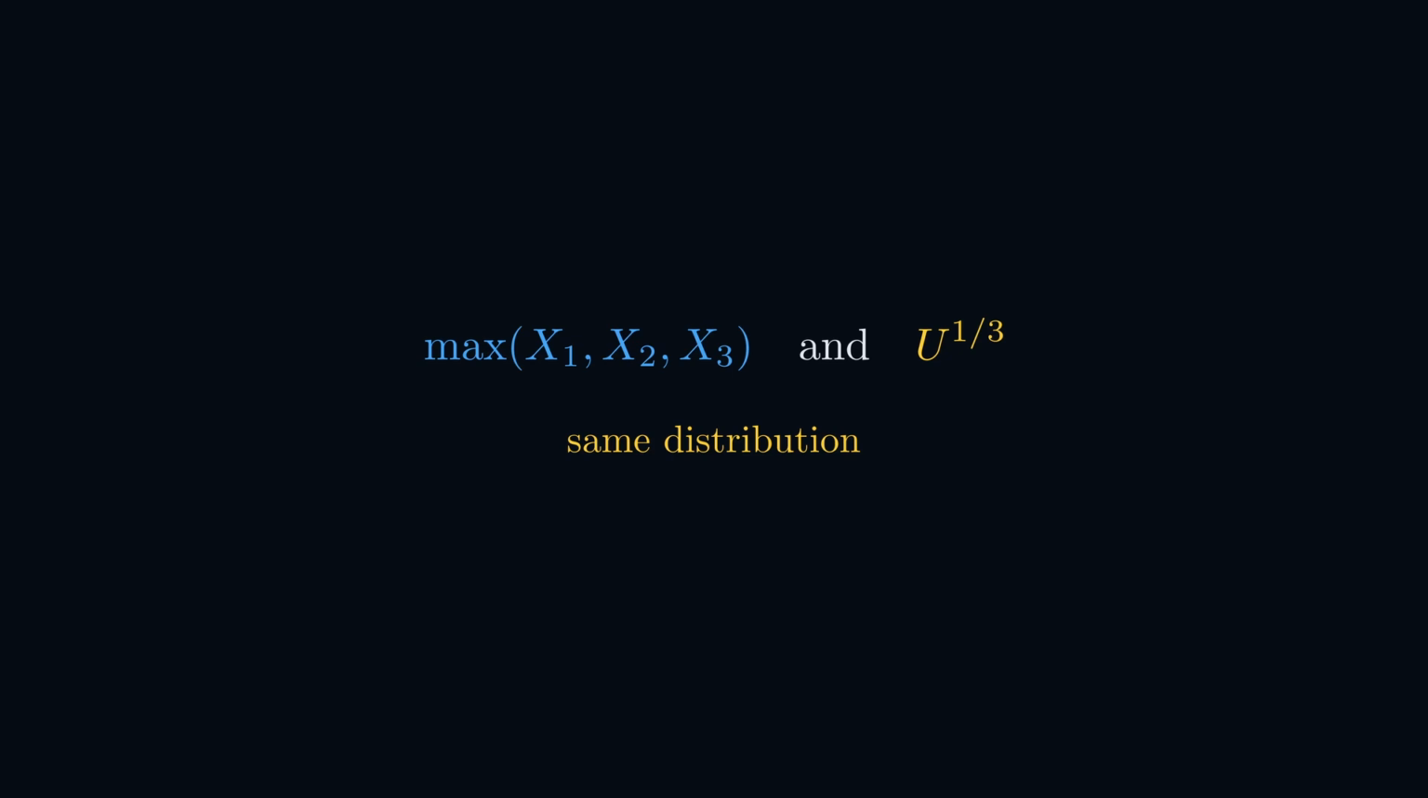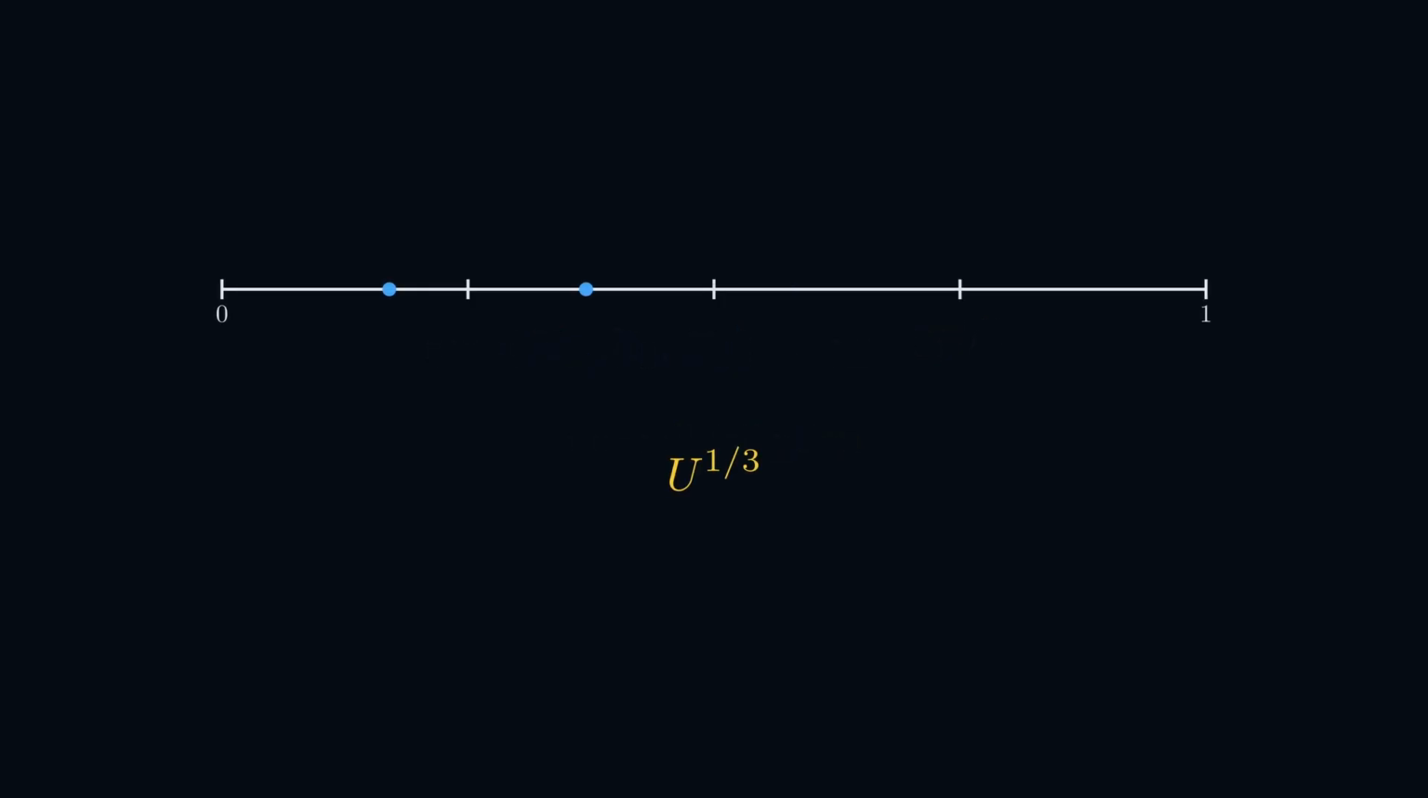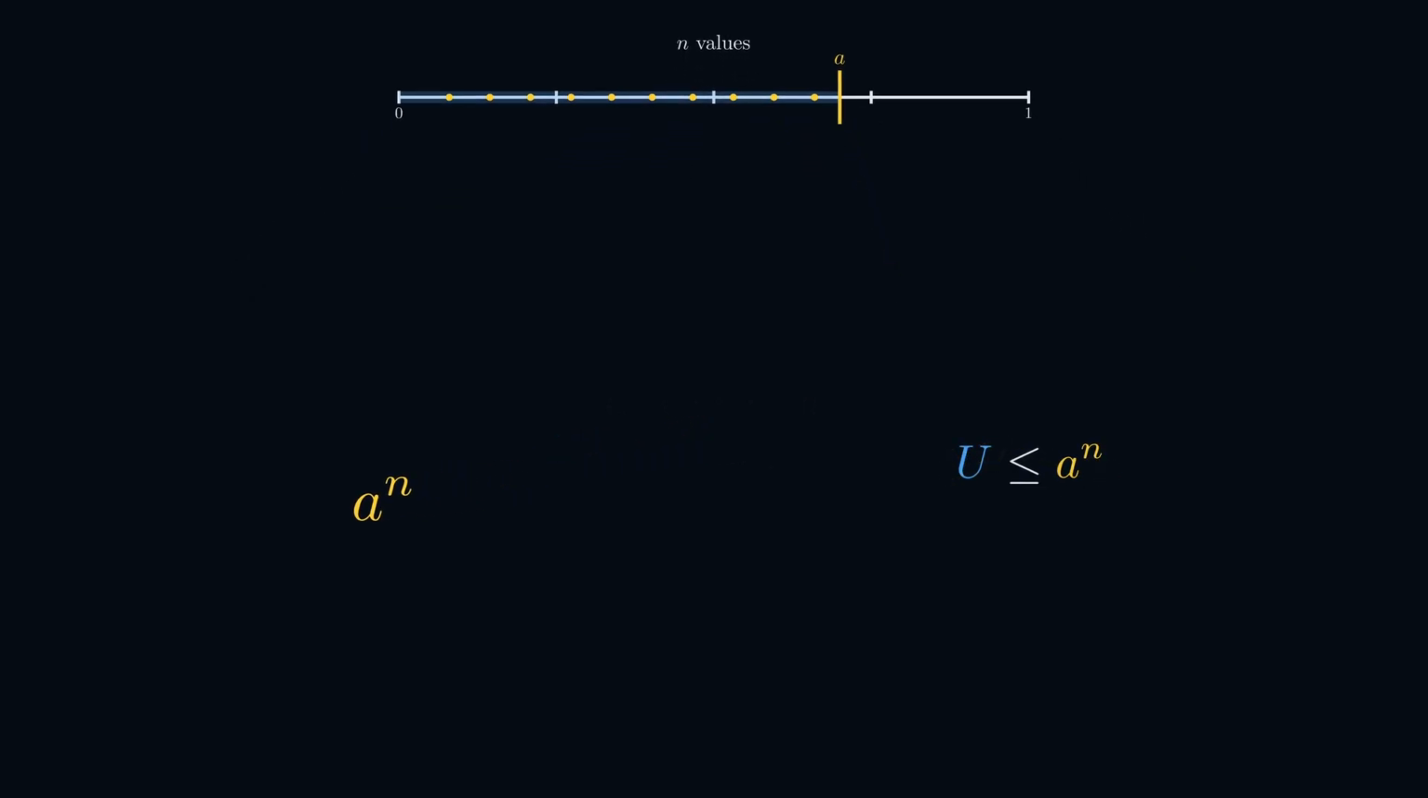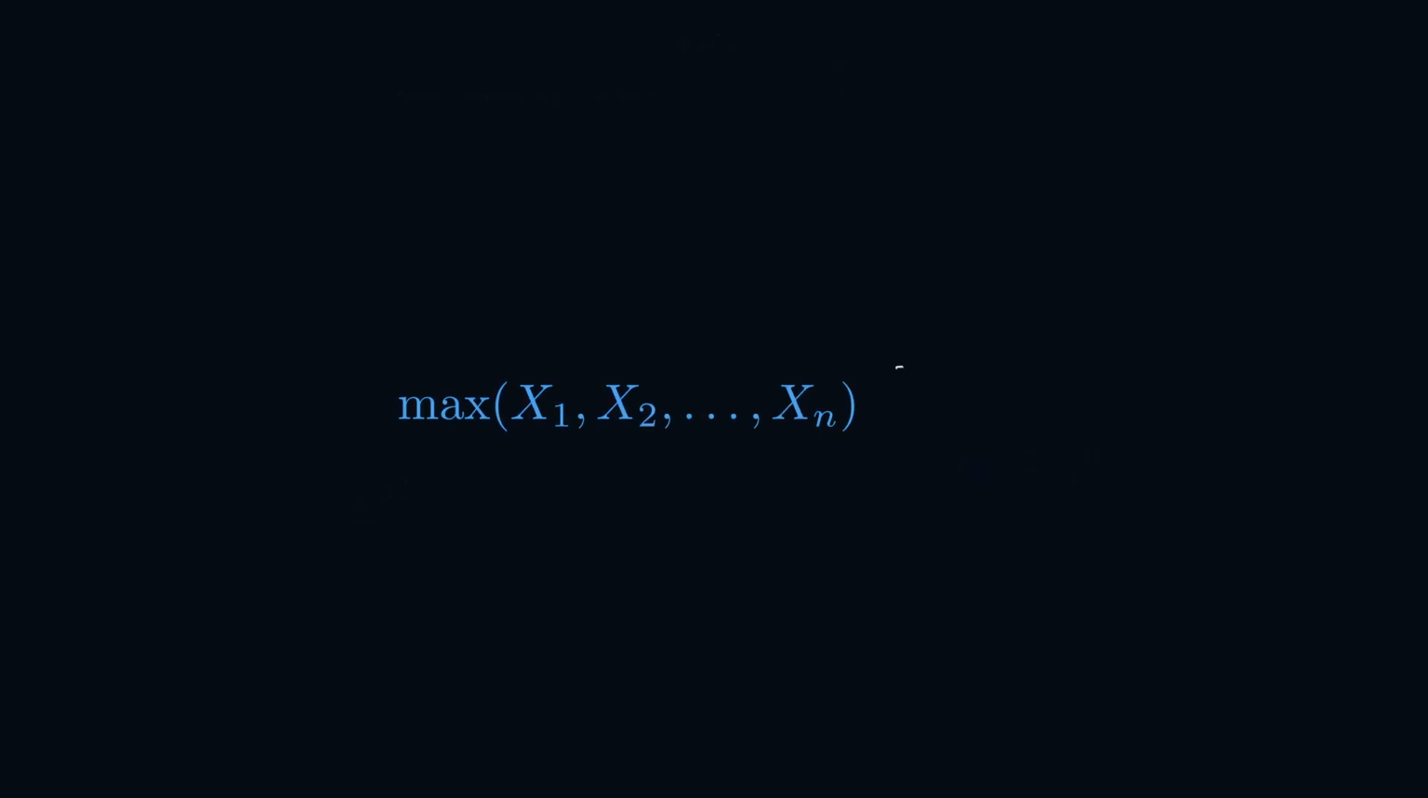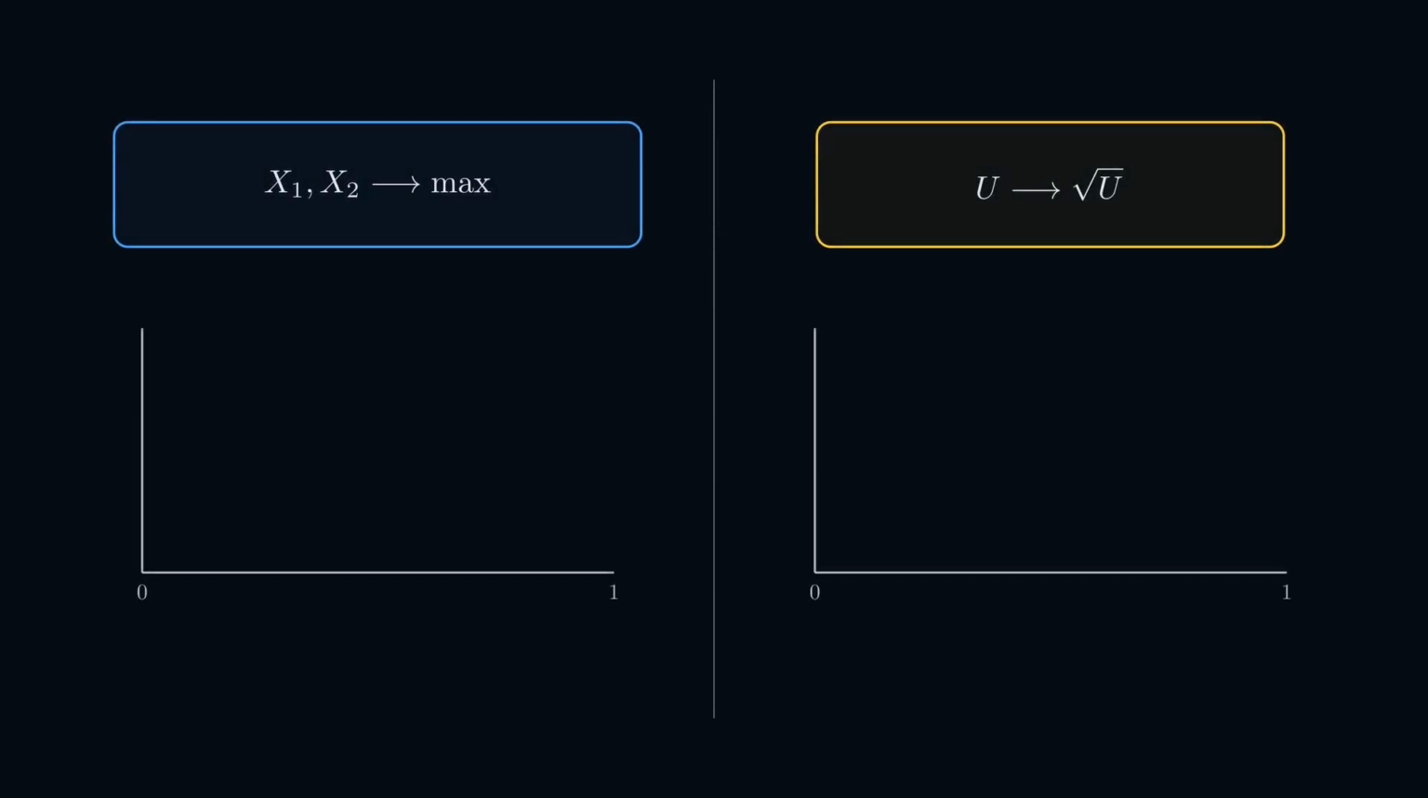And there's nothing special about 3 either. If you choose n independent random numbers between 0 and 1, then for their maximum to be below a, every single one of them has to be below a. That happens with probability a to the power n. And taking the nth root of one random number gives us exactly the same thing. So in general, the maximum of n independent uniform random numbers has the same distribution as the nth root of 1. And that's what was hiding behind our original experiment.